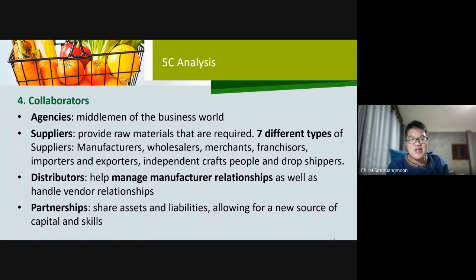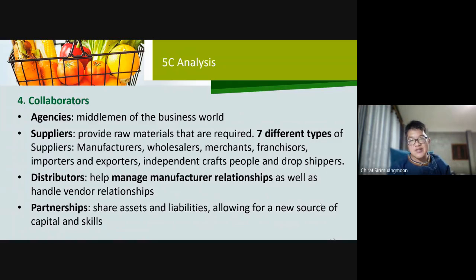Next one, collaborators, or the people you work with. When you do business, agencies, in terms of middlemen, are going to help you in many cases. So make sure that you do the analysis on middlemen. Put the right man in the right place at the right time.